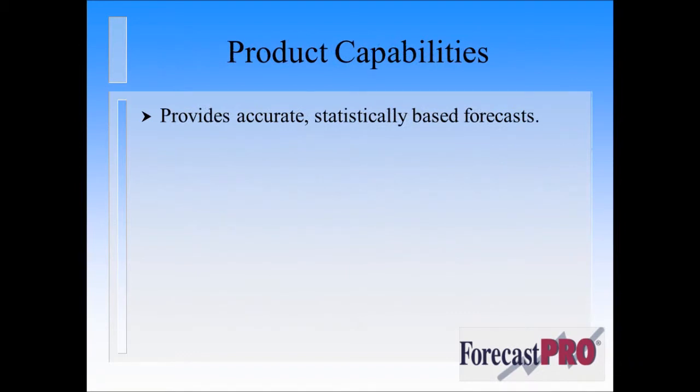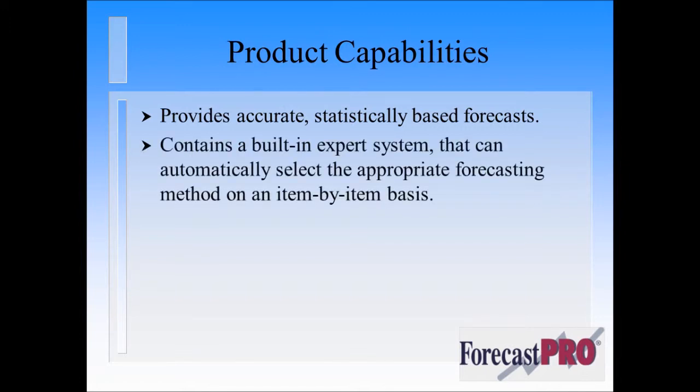Now let's talk about Forecast Pro. What is Forecast Pro designed to do? Well, it's designed to give us accurate, statistically based forecasts automatically. And the way we do that is by using our built-in expert selection system, which allows you to feed Forecast Pro your sales or demand histories, and based on the patterns and trends in that historical information, Forecast Pro will automatically build you forecasts for all of your items at the click of a button. So for example, we could generate hundreds, thousands, or even tens of thousands of forecasts in just a couple seconds.